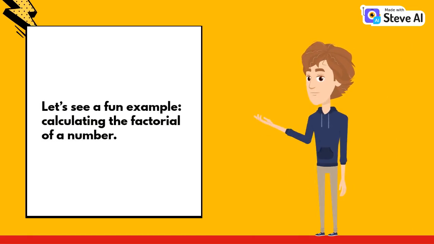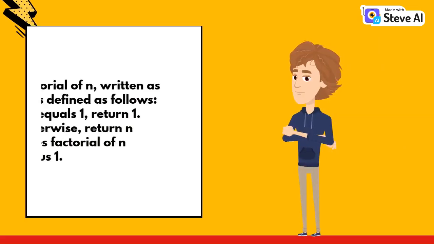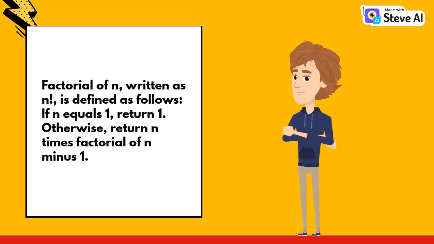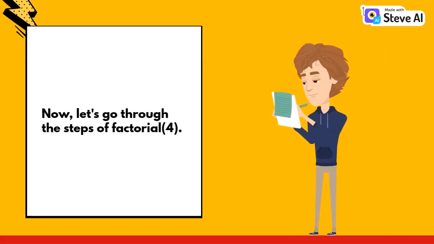Let's see a fun example, calculating the factorial of a number. Factorial of n, written as n!, is defined as follows. If n equals 1, return 1. Otherwise, return n times factorial of n minus 1. Now, let's go through the steps of factorial 4.